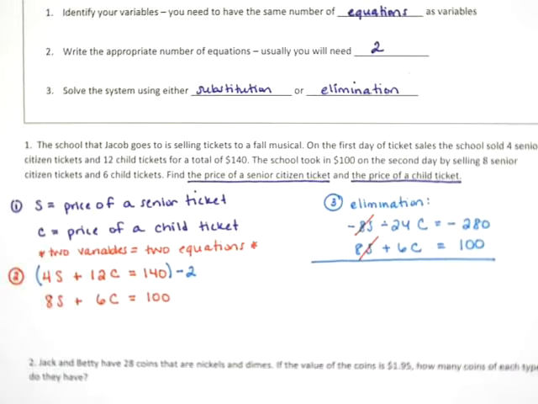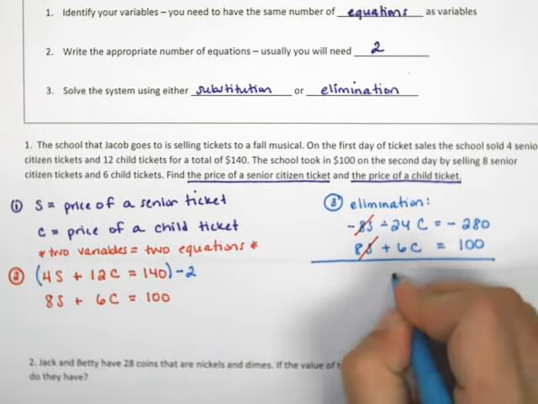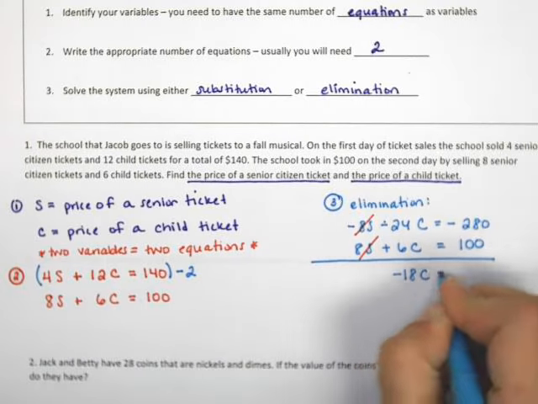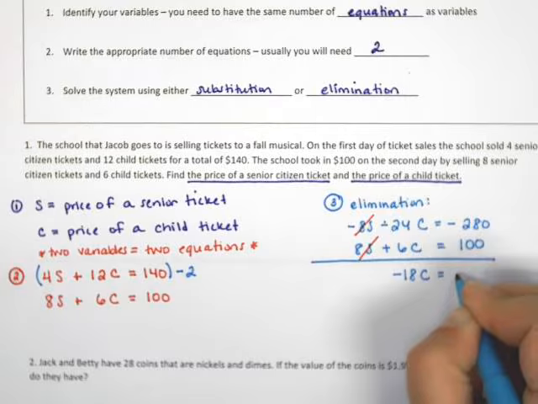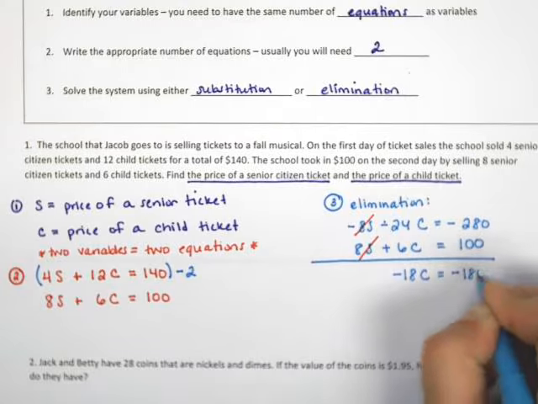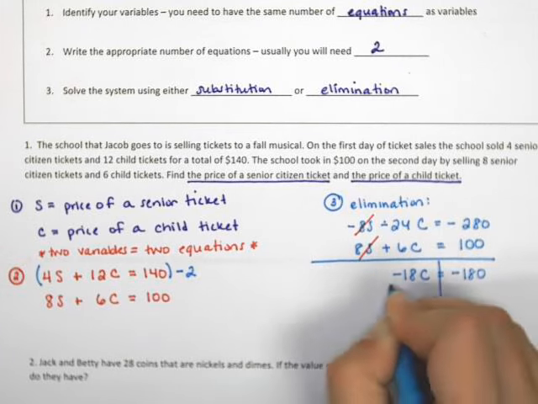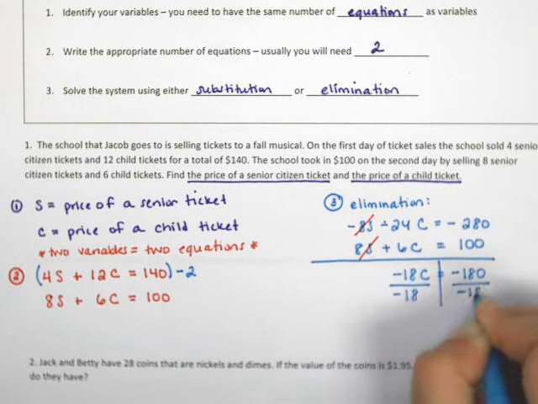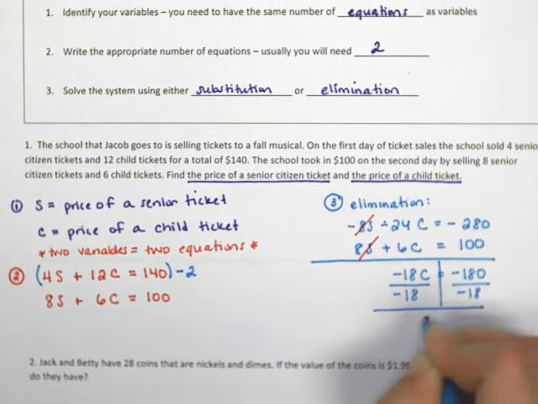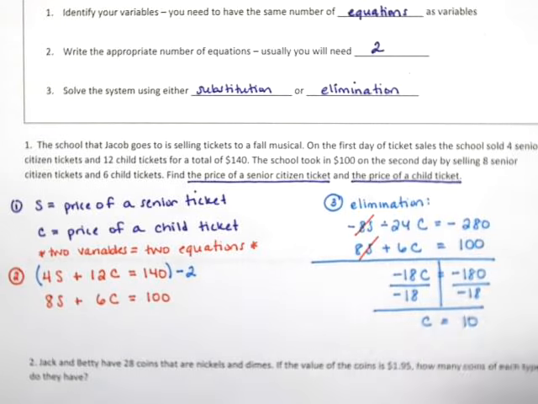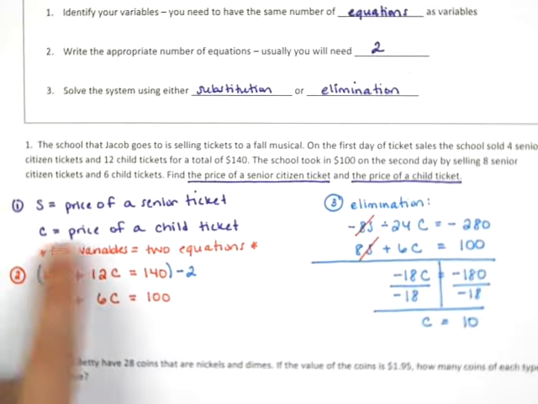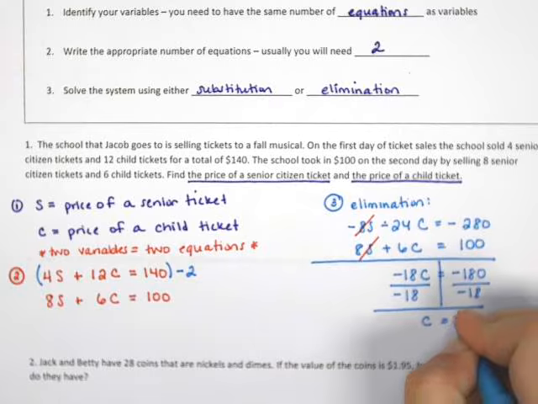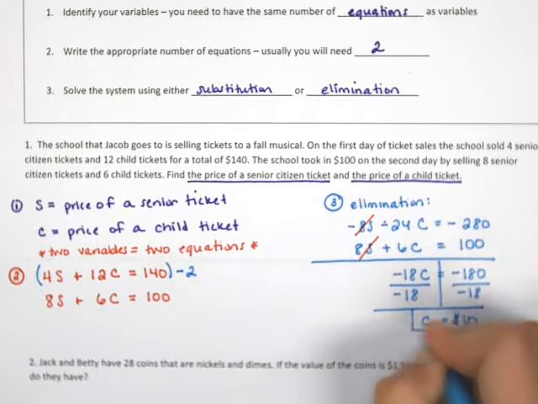So -24 plus 6 is -18C equals -280 plus 100 is -180. And then to solve that, I would just divide by -18. So C equals 10. And because C was the price of a child ticket, I can say that was $10.